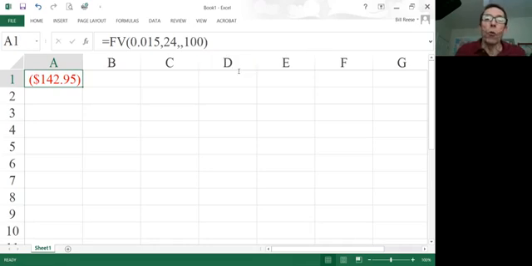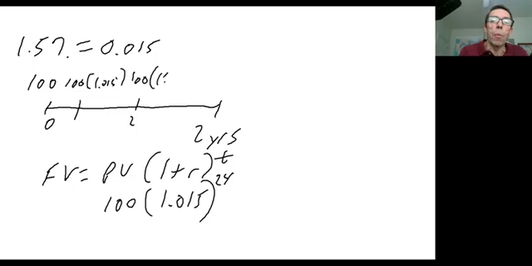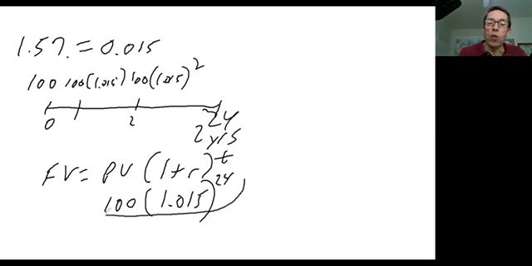So let's go back over to our whiteboard and see how this is happening here. So at the end of the first month, what do you owe? You owe 100 times 1.015. And what do you owe at the end of the second month? You owe 100 times 1.015 to the second power, and so forth. And out here is time 24, which just means you're going to owe 100 times 1.015 to the 24th power. And what is that you're going to owe?